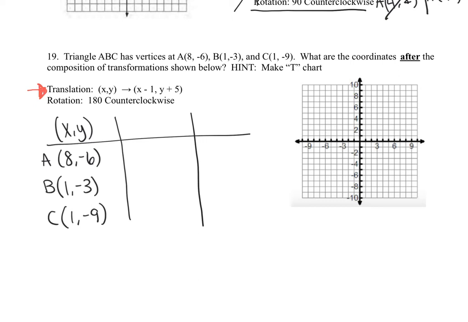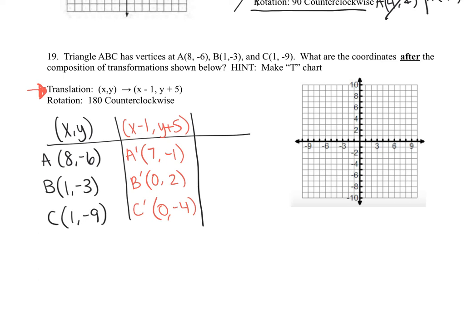So we're going to go ahead and write our rule up at the top. They said they want to do x minus 1 and y plus 5. So we're just going to plug in our numbers to this formula. So first thing is A prime. We're doing x minus 1, so 8 minus 1, which is 7. And then instead of y plus 5, we're doing negative 6 plus 5, which is going to give us negative 1. Next one, B prime. We are plugging in again, so 1 minus 1 is 0, and negative 3 plus 5 is 2. And then for the last one, C prime, 1 minus 1 is 0, and y plus 5, or negative 9 plus 5, is negative 4.